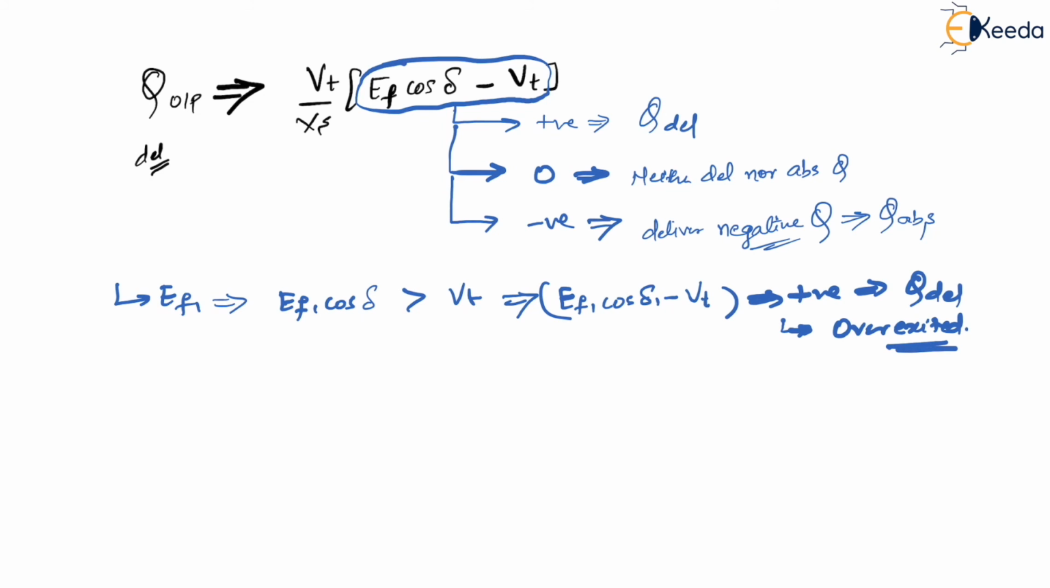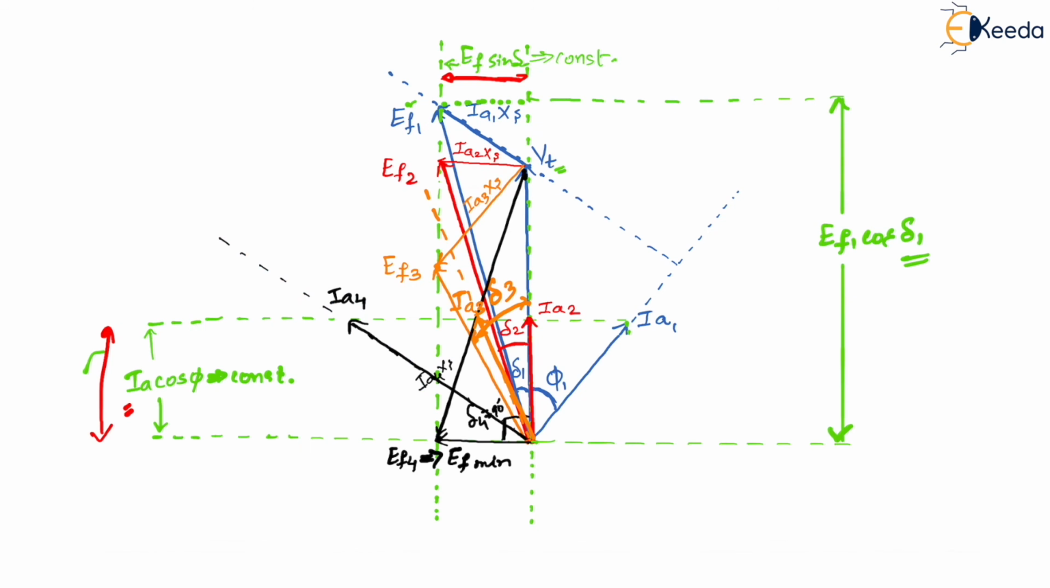Overexcited. That's it. We have seen that earlier as well. This means that my synchronous machine, when it is operating at EF1, is overexcited. Correct or not? Yes. Now, next, let us consider EF2.